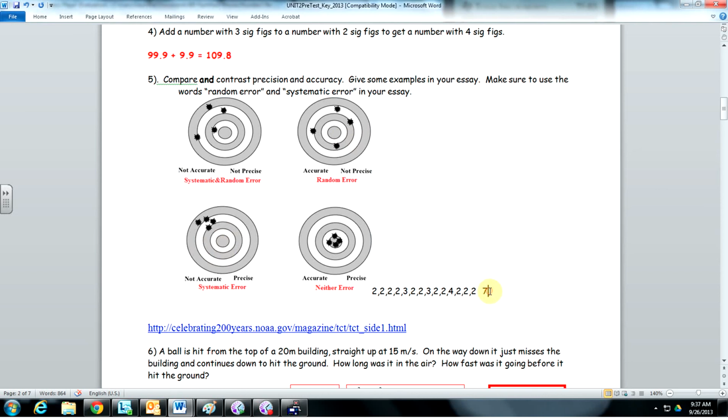Let me do this with numbers. Here's a huge data set. This data set is big, and we're looking at this data set. And if we asked ourselves, okay, if the right number was supposed to be 2, look at this. We have pretty much the right answers, a couple off by a little bit. But this is darn good data. We'd call this both accurate and precise.